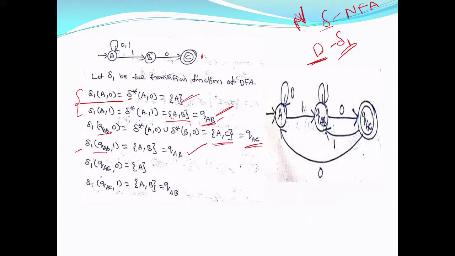Similarly, I have a new state AC. So I have calculated for A, for AB, and now I go for AC on 0 and AC on 1. In your NFA you have to see what is A on 0 and C on 0. A on 0 is A, C on 0 is nothing. So their union is A. Then A on 1 is AB and C on 1 is nothing. So the union is A. That is QA.